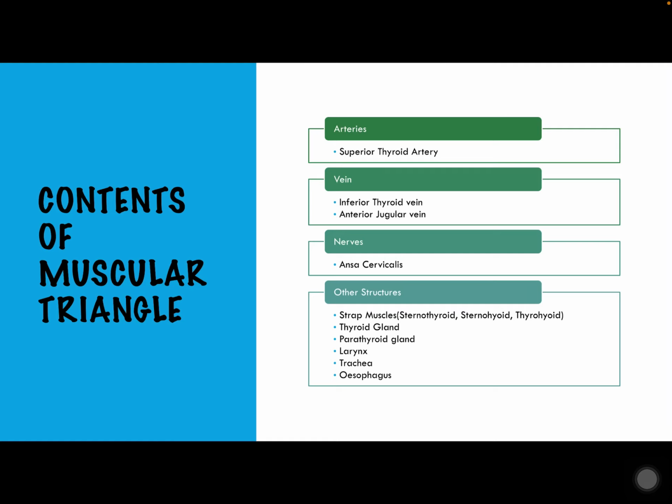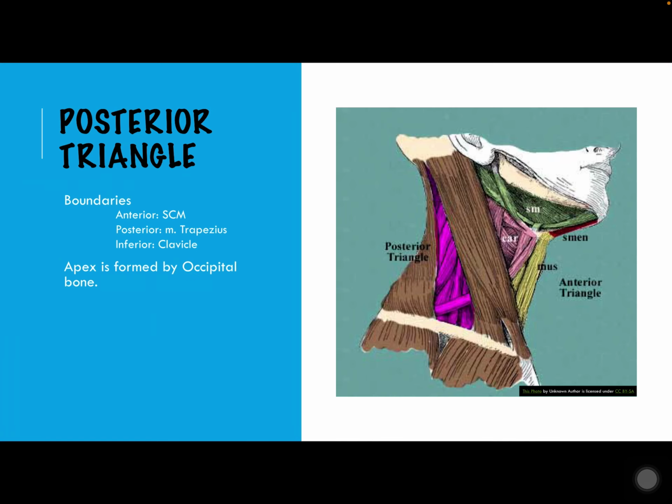Now, these structures are very important structures which are present in our human body and surgically. So, knowing these triangles is very, very important for a surgeon. Let's now discuss the posterior triangle.